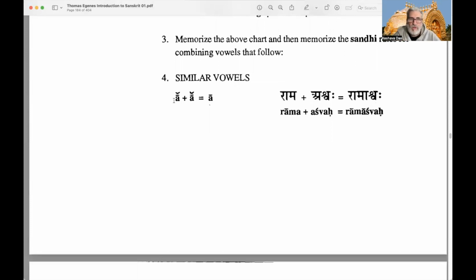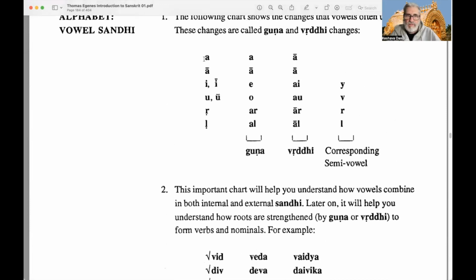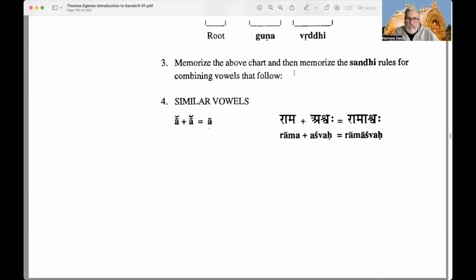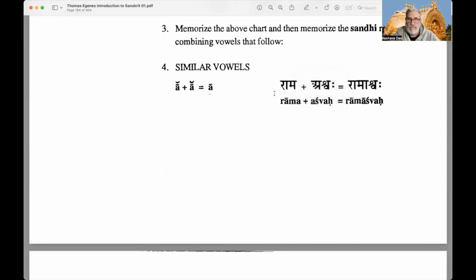A short or long added to a short or long becomes a long a, right? If we look at the chart up here, that's true. So here's an example: Rama Ashvaha. Short a at the end of Rama and short a at the beginning of Ashvaha becomes Ramashvaha. It coalesces to being a long a.